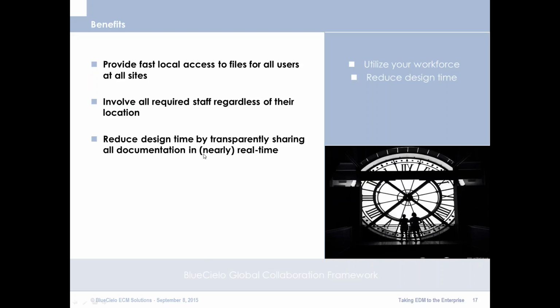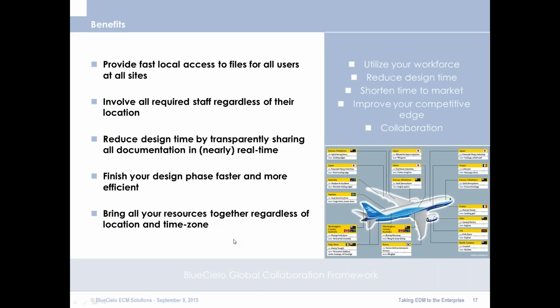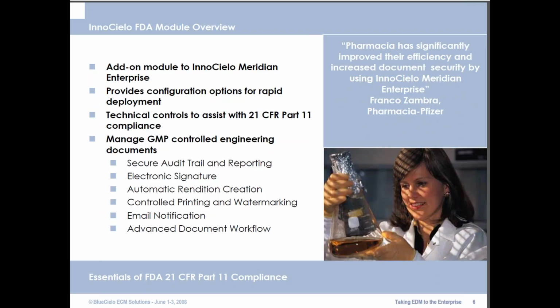Of course, your performance goes up. People aren't waiting on file transfers. And we've really seen more companies becoming global, but then sometimes they don't really have the technology in place to really efficiently be global. And the global collaboration framework has really helped a lot of customers in that regard.